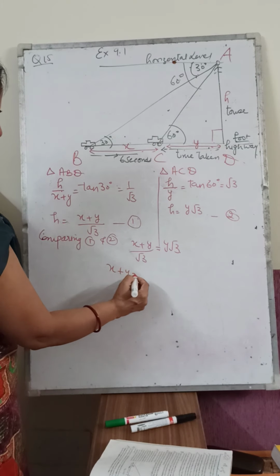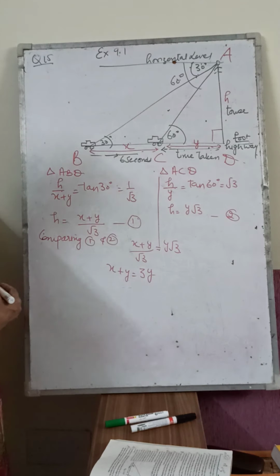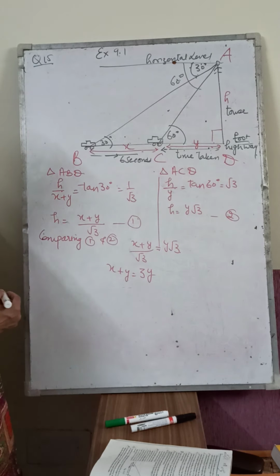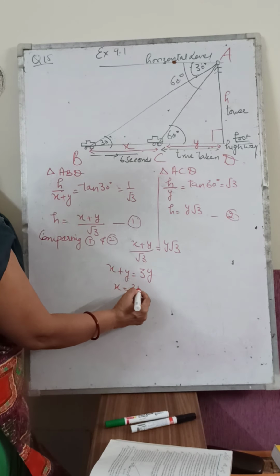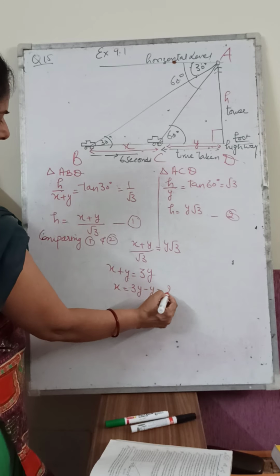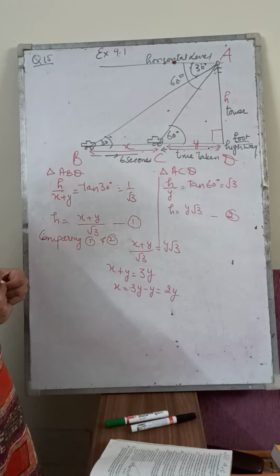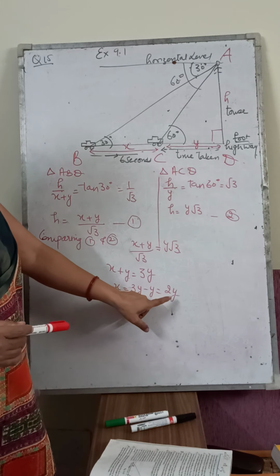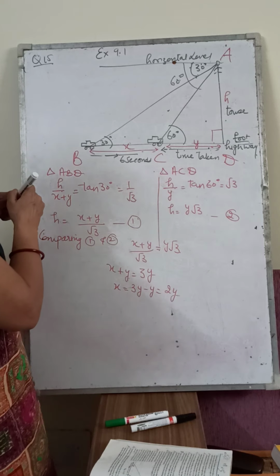x plus y, root 3 will go to that side, it becomes 3y. y will go to that side. x will be 3y minus y, that is 2y. Means x is equal to 2y. Now x is equal to 2y.